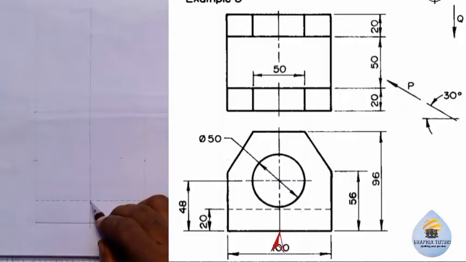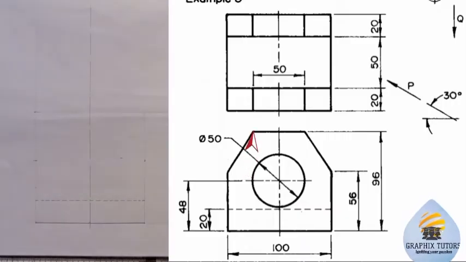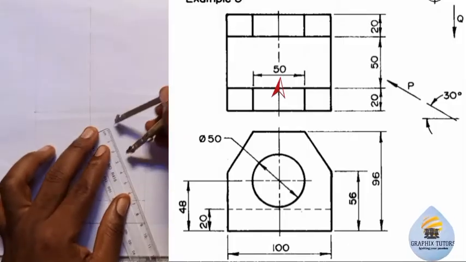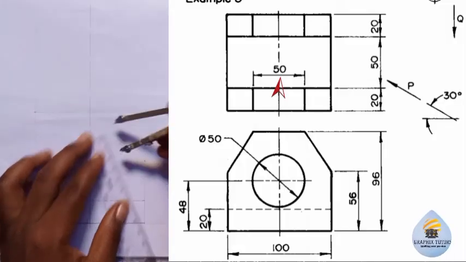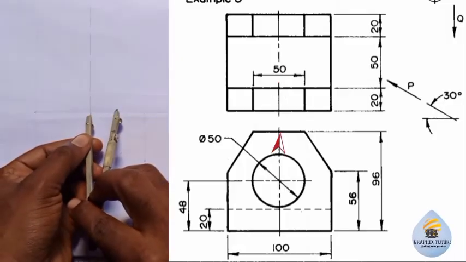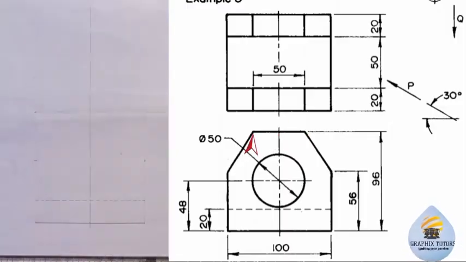Now, this is the center that we have here. So from this center here, since from here to here is 50, I'll need half of it, 25, right? So when I measure 25 on my compass, this way, this is 25. I'm going to place it at this point here, and I'm going to mark 25 here and 25 here, making 50.